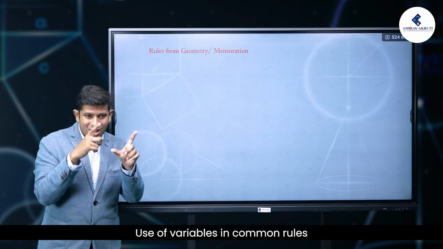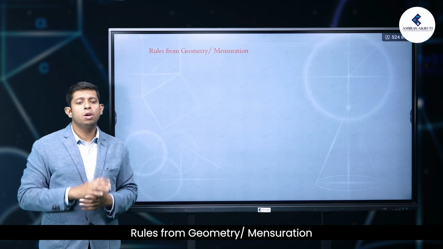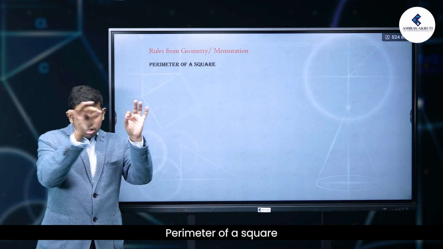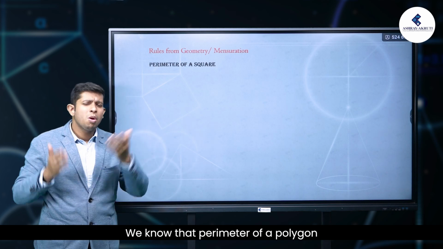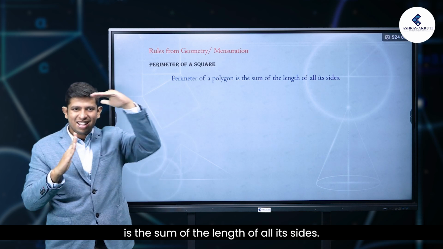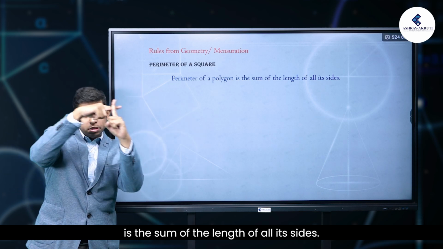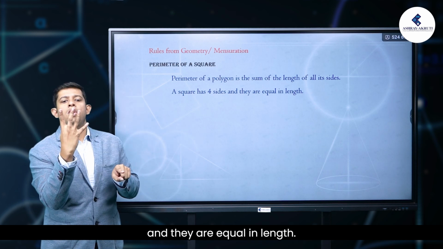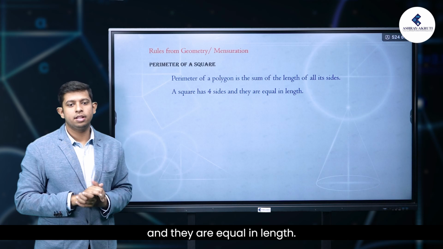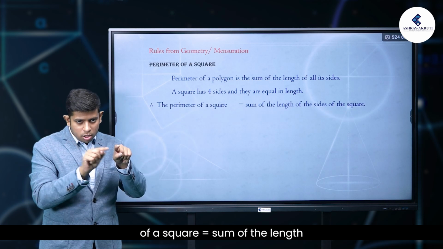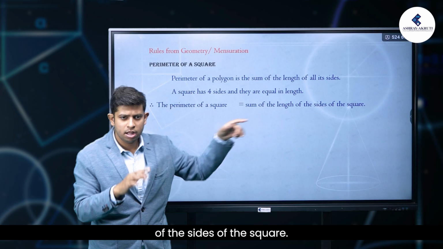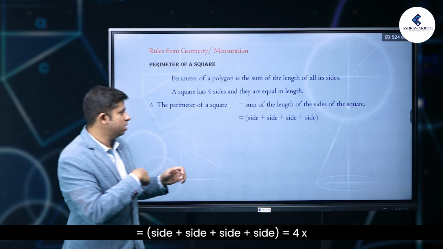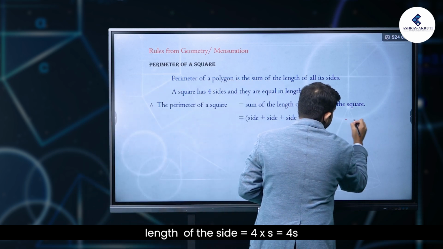Use of variables in common rules. Rules from geometry or mensuration. Perimeter of a square. We know that perimeter of a polygon is the sum of the length of all its sides. A square has 4 sides and they are equal in length. Therefore, the perimeter of a square is equal to the sum of the length of the sides of the square, which is equal to side plus side plus side plus side, which is 4 into the length of the side.